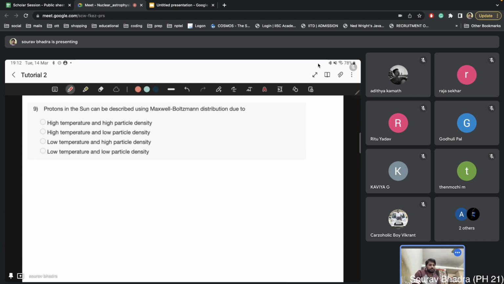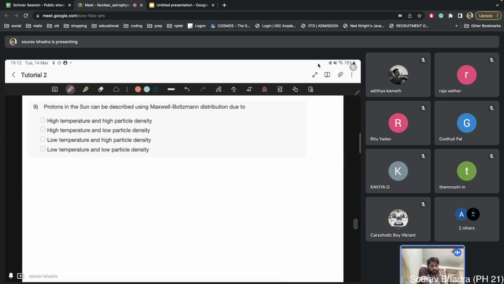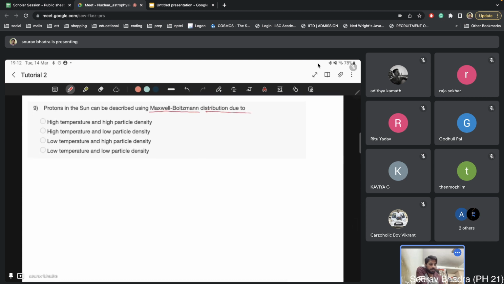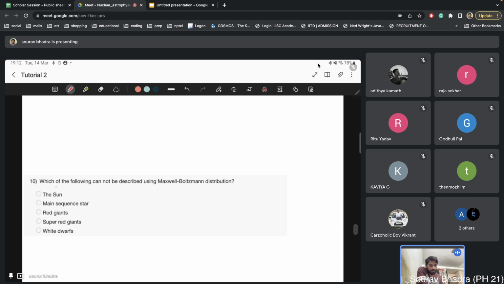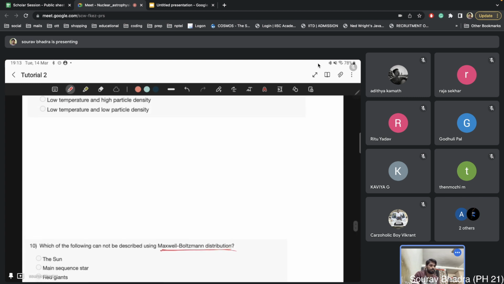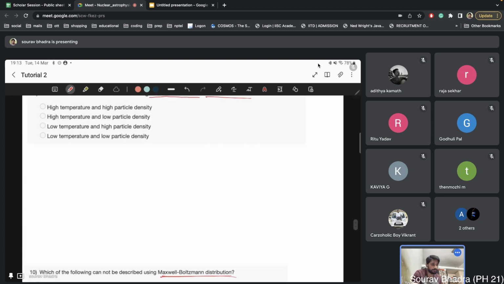Yes. Okay. So, here the question is that photons in the sun can be described using Maxwell-Boltzmann distribution due to what? I mean, we will come into that, but the main point is that photons in the sun can be described using the Maxwell-Boltzmann distribution. And here the question is, which of the following cannot be described using Maxwell-Boltzmann distribution? That means we have to find out the limitation of Maxwell-Boltzmann distribution in the astrophysical object. That I will do using a very small theoretical background.